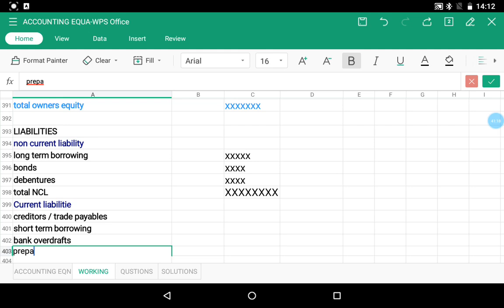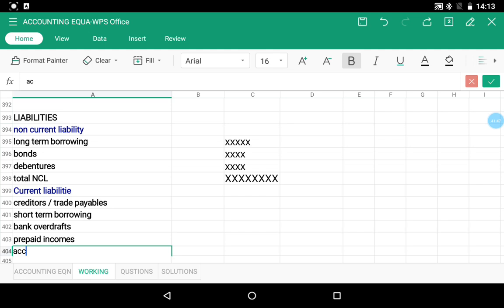Then you have prepaid, paid incomes. You received a lot of income. You received income for maybe 2026, yet you are preparing for 2025. That means you have received that income but you have not provided the services. So anytime you go and provide those services. Then you have accrued expenses.